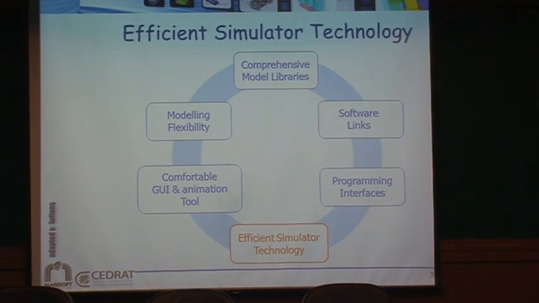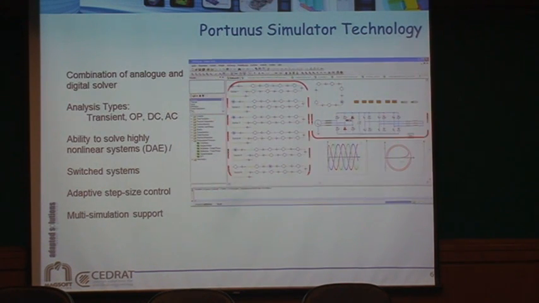So efficient technology here, what do we have? Simulator technology. Portunus works on a combination of analog and digital solvers, both of them at the same time. And you can see them here. Those are PetriNet or state graph or things like this. So what are those? Those are state-driven events, condition-driven events. So I'm in a certain state until I reach a condition, then I'm going to the next state.